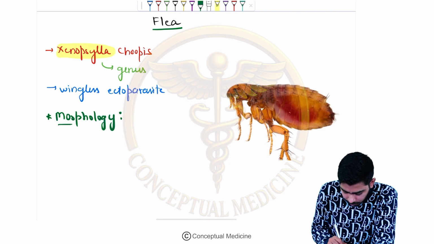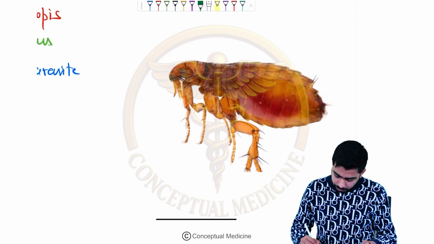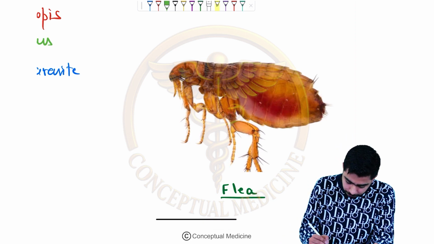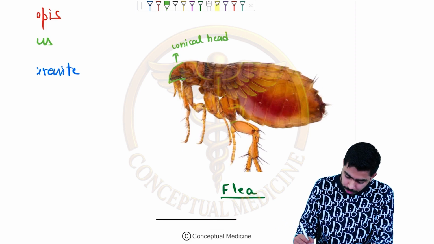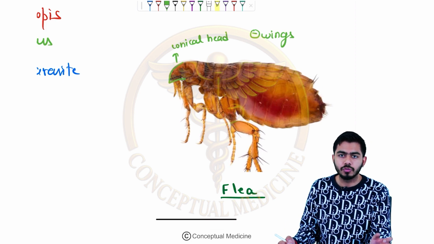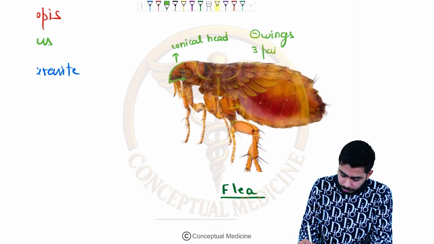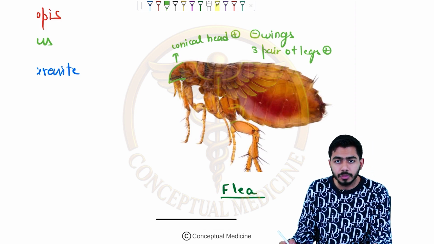If you look at the flea in front of you, this is the flea, Xenopsylla cheopis. What I can see is that it has a conical head. There are no wings, so wings are absent. I can see 3 pairs of legs, one on this side, one on the other side, so 3 pairs of legs are present.